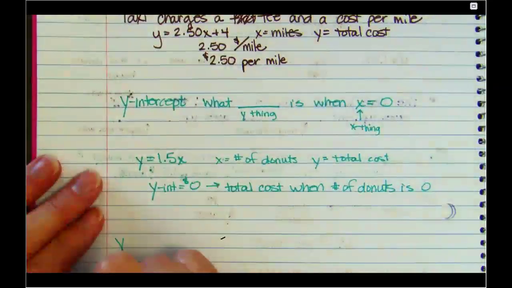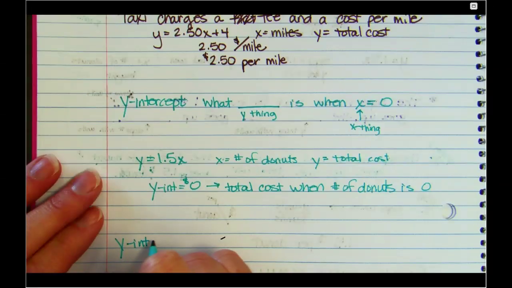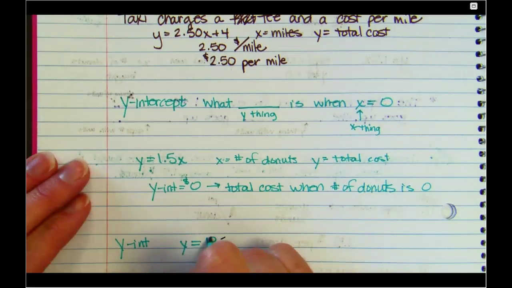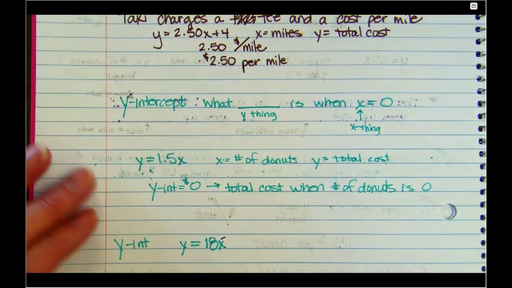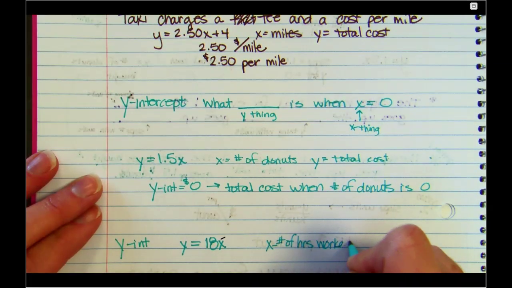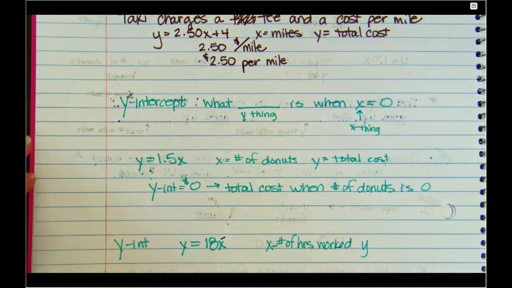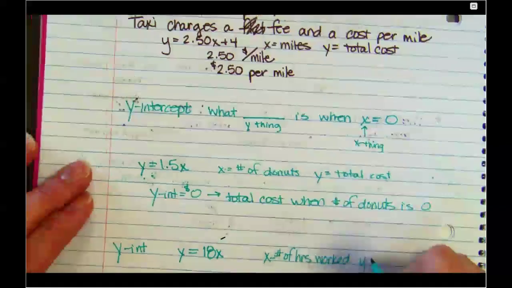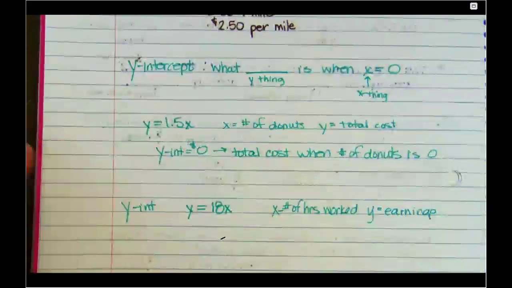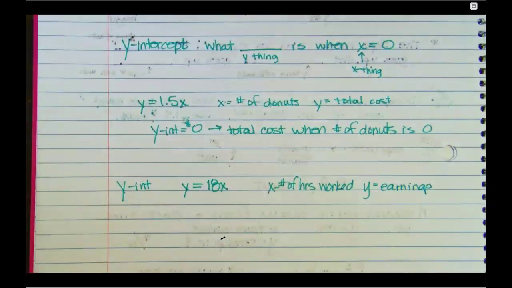Let's talk about this one. So we're going to talk y-intercept again. The equation was y equals 18x, I think. That was our second one. x was the number of hours worked. y was, I don't remember what I wrote. Earnings. Okay. What's the y-intercept?